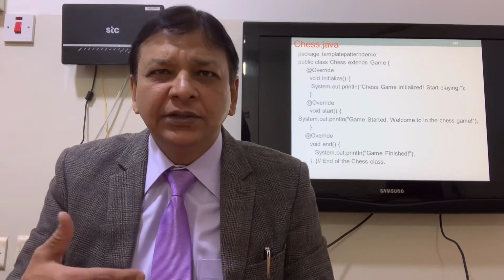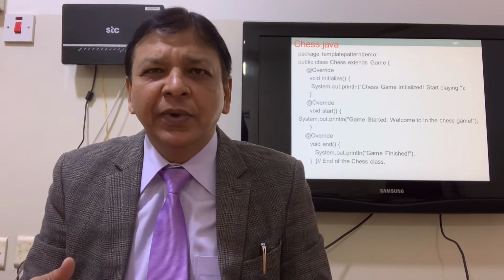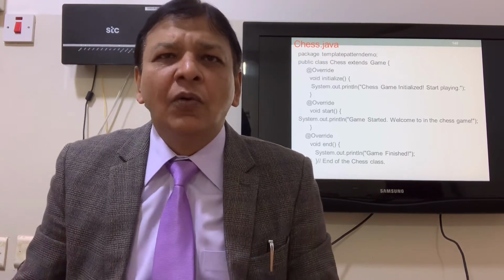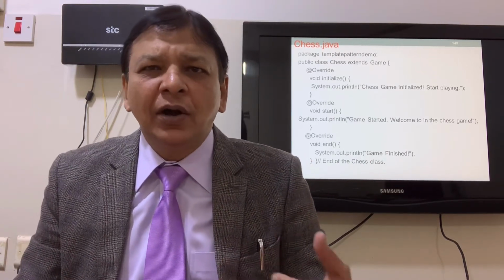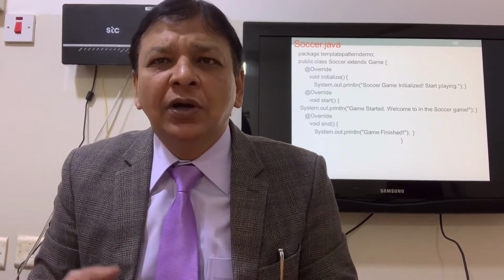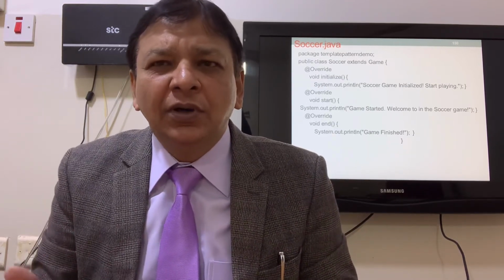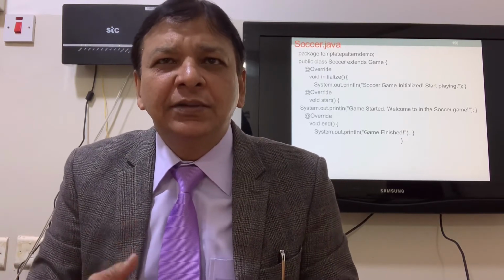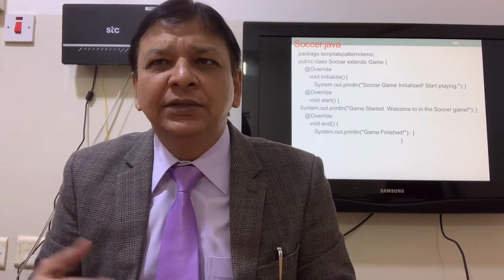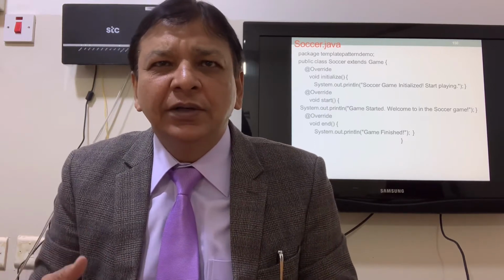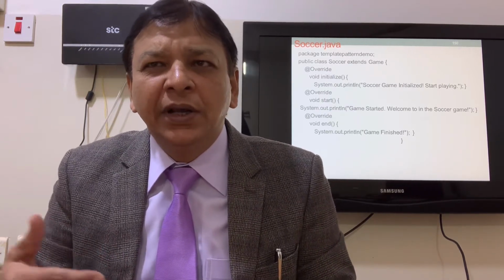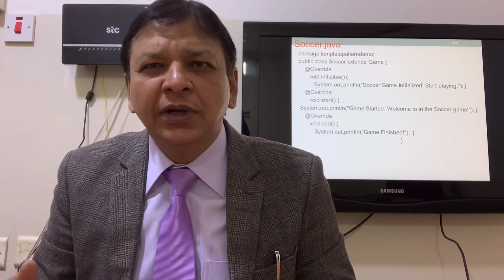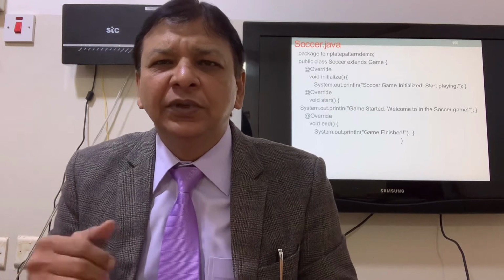Now we have Chess.java: public class Chess extends Game, override initialize, System.out.print chess game initialized, start playing. Override start, System.out.print game started, welcome to the chess game. Override void end, System.out.print game end. Soccer.java: public class Soccer extends Game, override initialize, System.out.print soccer game initialized, start playing. Override start, System.out.print game started, welcome to the soccer game. Override end, System.out.print game finished. We close the method, we close the class.